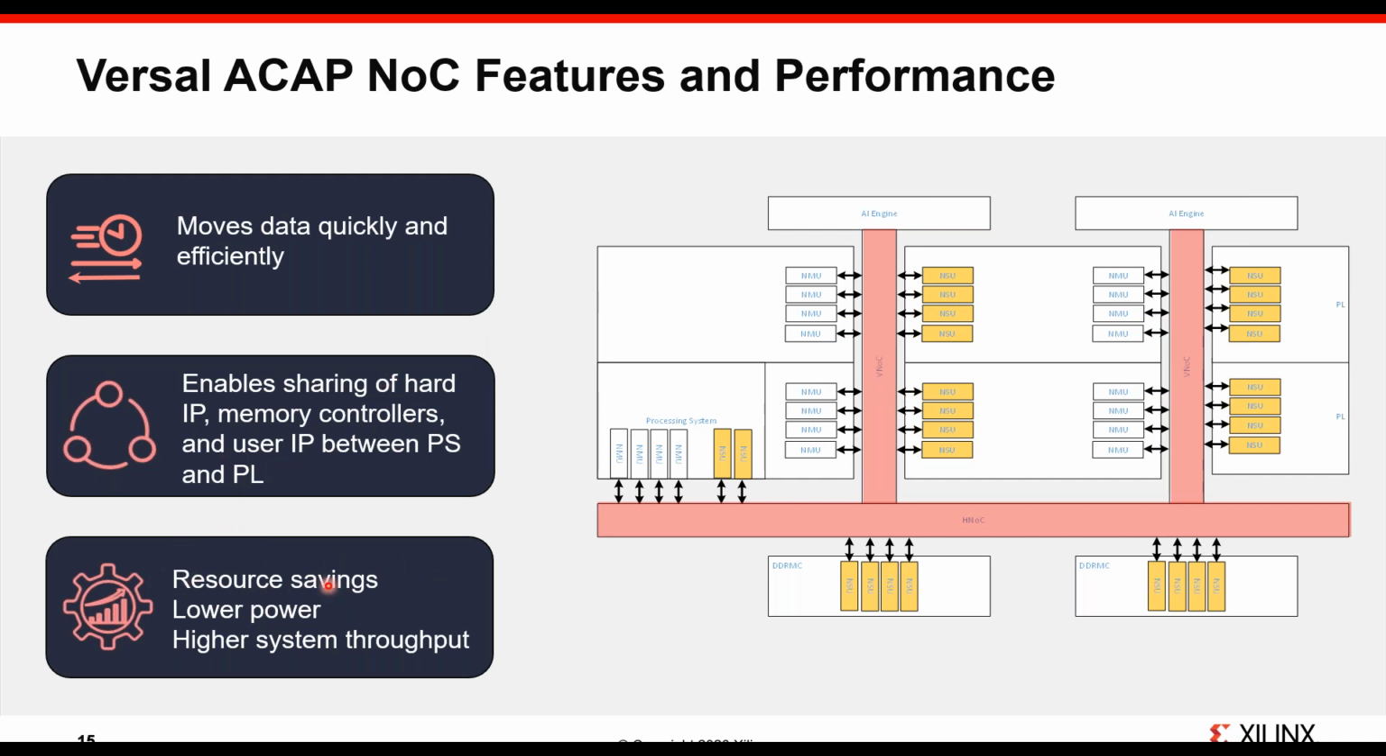You no longer have to route all these different engines through the PL anymore. You have to route them through the PL to get to the NMU, but you don't have to cross the device or other things that might be going on in order to be able to move data either from the PS or to the AI engine, or even from PL to PL at that point. So you get lower power and a higher system throughput by going off and using the NoC.